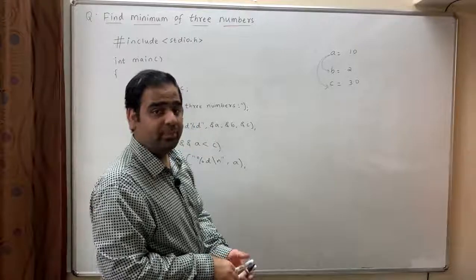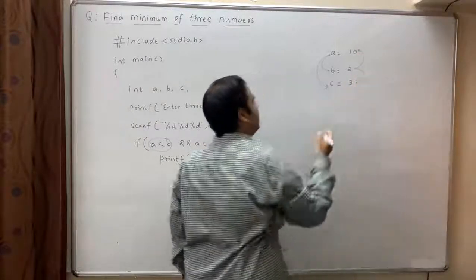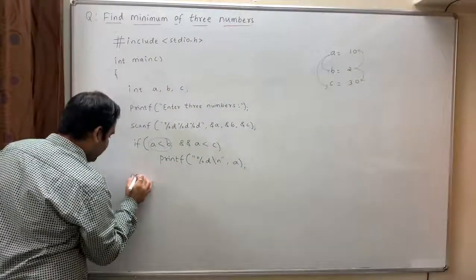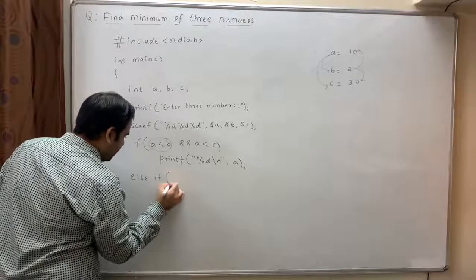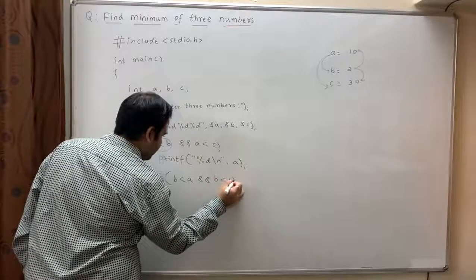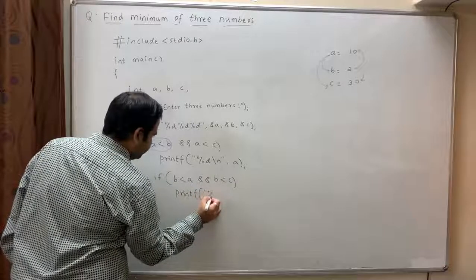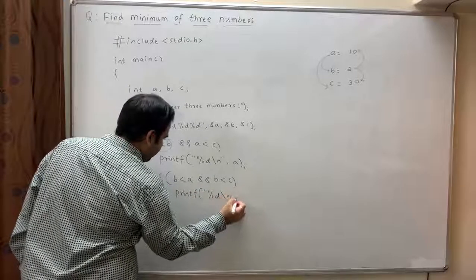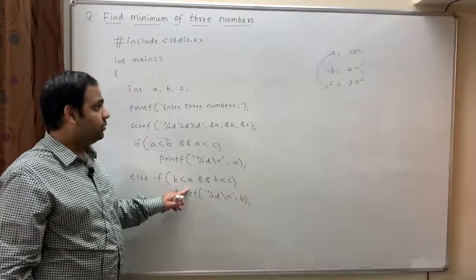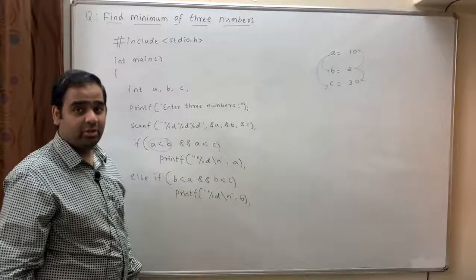Now, how do we know that B is minimum? B should be less than A as well as B should be less than C. Then I can conclude that B is minimum. Therefore, I write here else if B is less than A and B is less than C. We can conclude that B is minimum. Is that okay? Now what is A? 10 less than 2? No. B is 2. 2 less than 10, yes. 2 less than 30, yes.